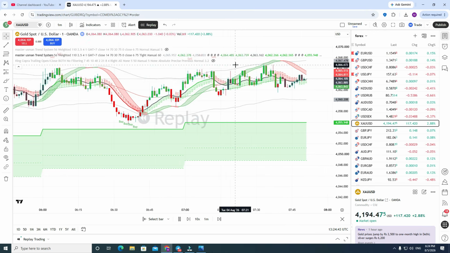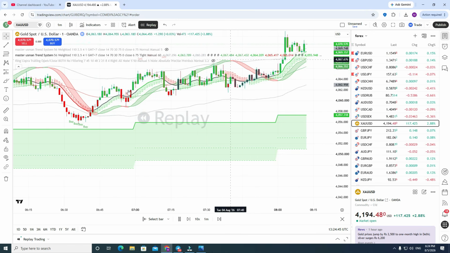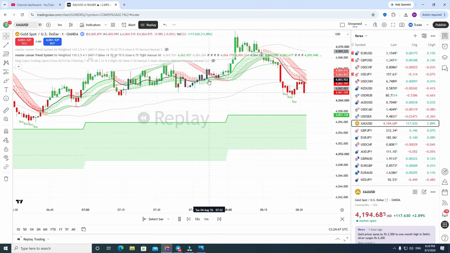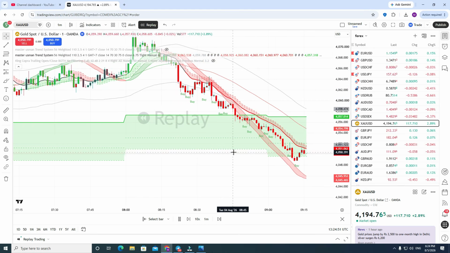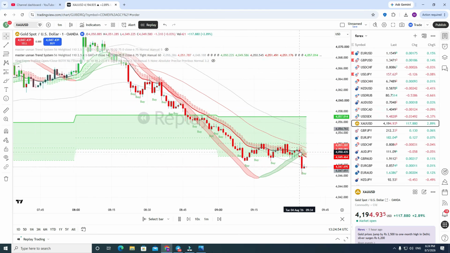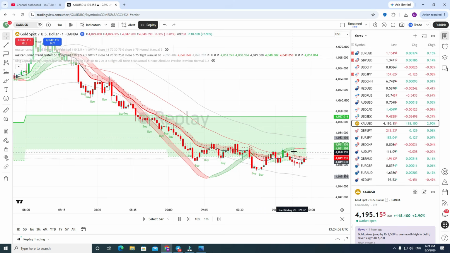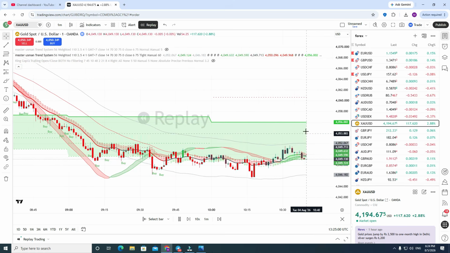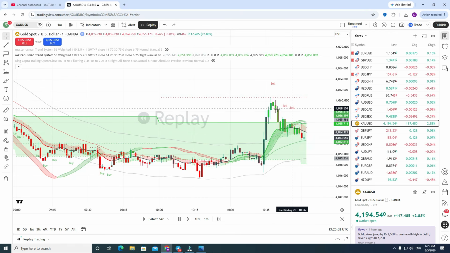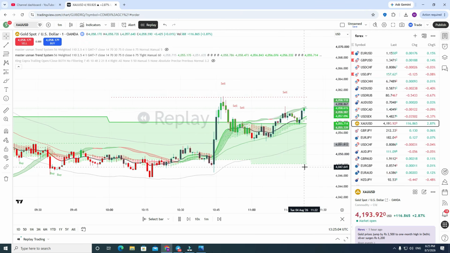100% non-repainted. The band is non-repainted, RSI is non-repainted, short trend is non-repainted, and long trend is also non-repainted. Here we got the entry. Here we go. Let's find out. Yes, amazing. Okay, let's find out more entries.